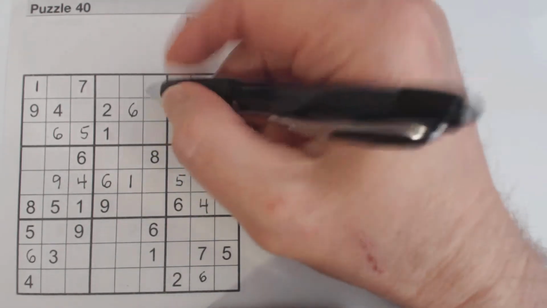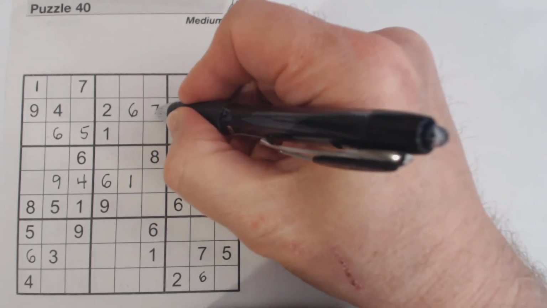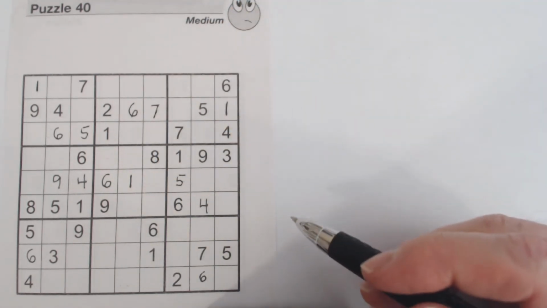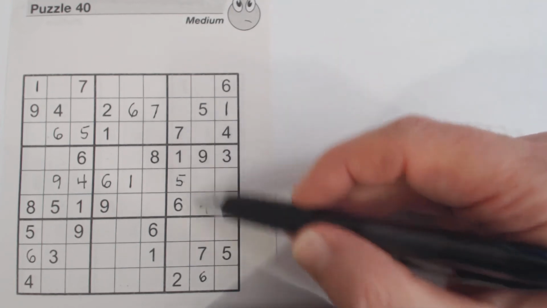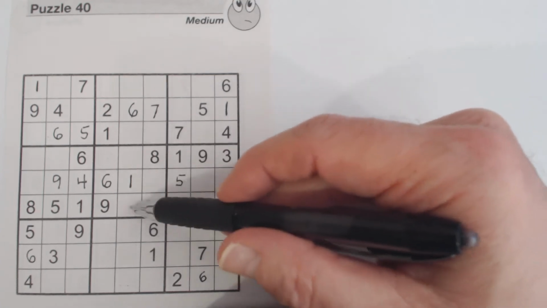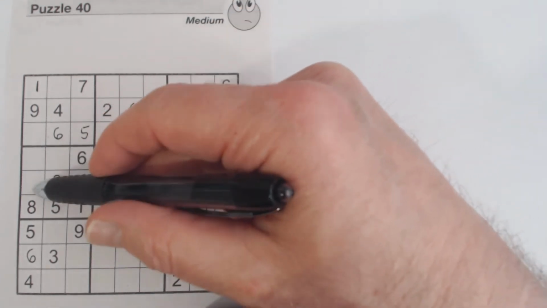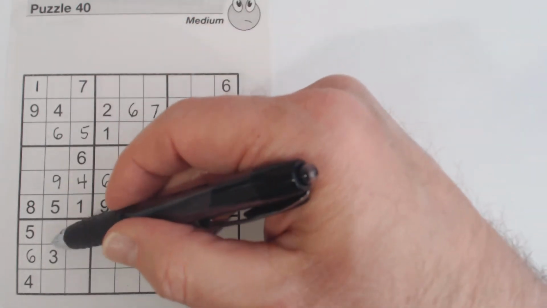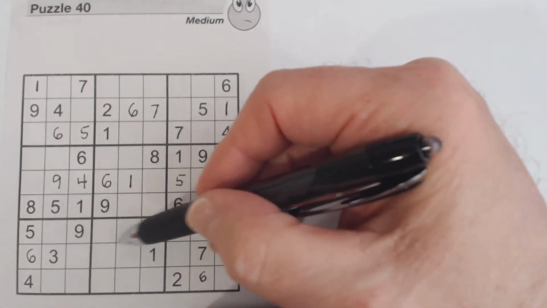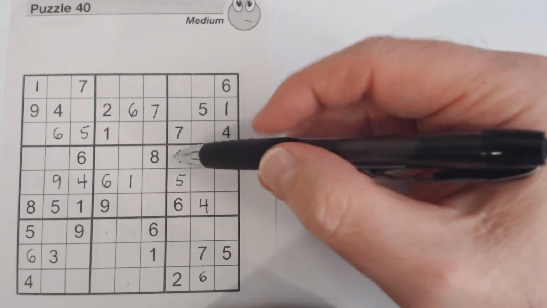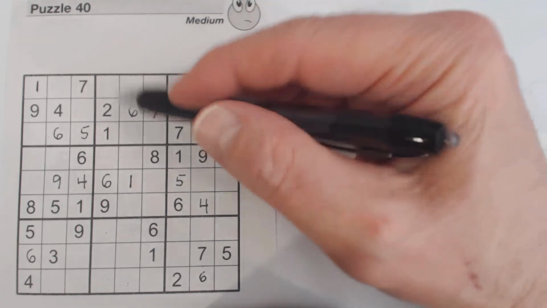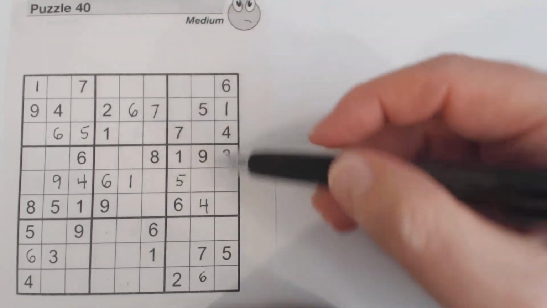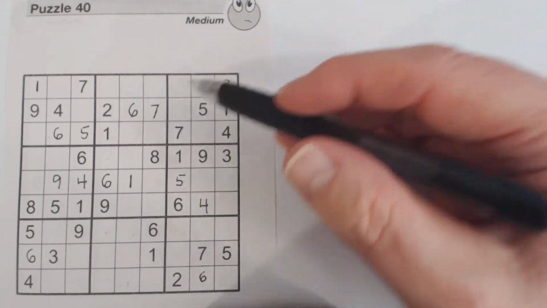Okay, 7, 7, 7. And you can see going through sections with a medium puzzle is pretty helpful. Okay, one of those is a 7. Let's see. So okay, 8s. And any of those can be an 8.